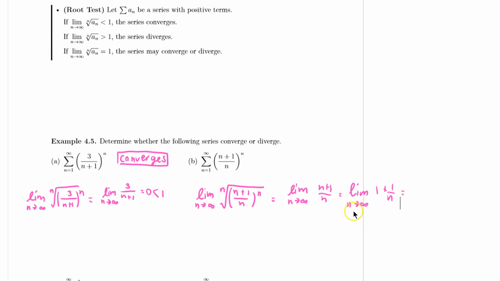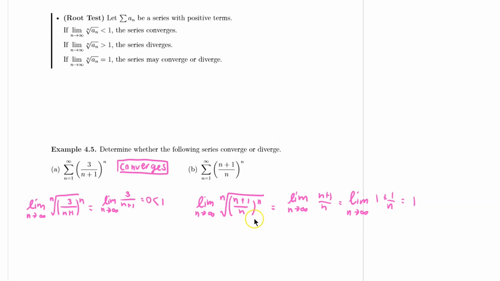So when n gets really large, 1 over n gets really small, so I'm going to get 1 plus 0, which is 1. Now, this limit of the nth root is equal to 1, so this belongs to the third case where if the limit of the nth root is equal to 1, then I can't really conclude anything. So this guy may converge or diverge. So the root test is inconclusive.